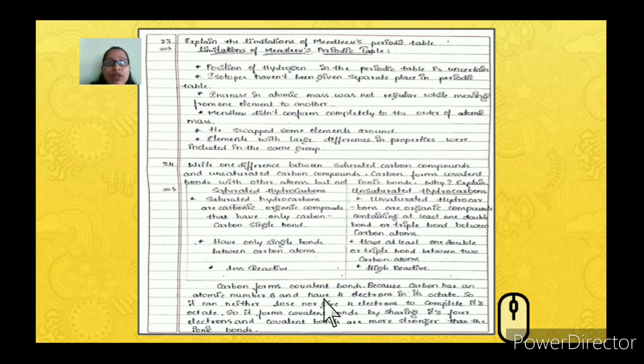So it forms covalent bonds by sharing its 4 electrons, and this bond is stronger than the ionic bond. We know that carbon compounds form covalent bonds because carbon has atomic number 6 and 4 electrons in its outer shell, so it can neither lose nor gain electrons.